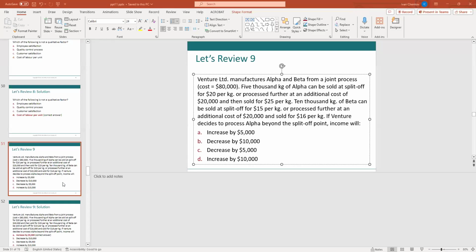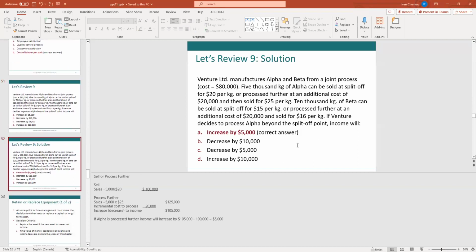Let's go back to slides. And the answer is $5,000. As you can see here, the sales price is 100,000. If we process further, we're going to sell it for 125, which is going to give us an additional $25,000 minus the 20 incremental cost. So if we sell it as it is, $100. If we process it further, it will be 125 minus the $20, 105, a $5,000 increase.